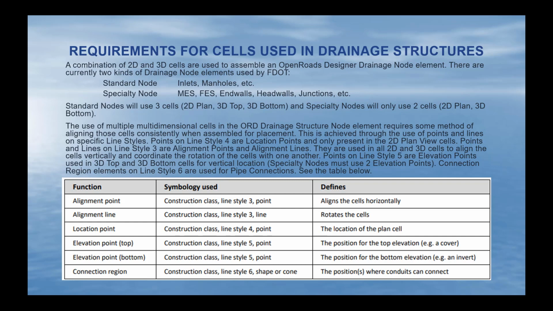The last thing will be a connection region. Those will be line style 6. Those will be either a shape or a cone, better known as a cylinder, and those will be the positions where the conduits can actually make a connection to your drainage element.